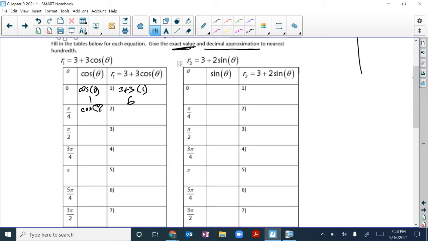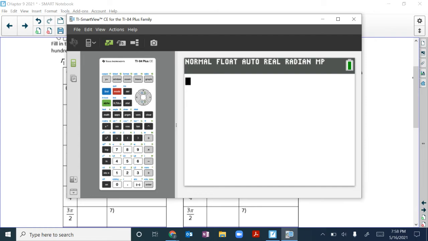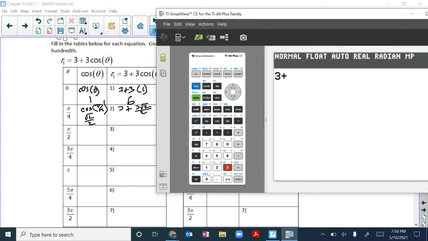So pi fourths. Cosine of pi fourths. Well, if you don't know it yet, you can draw your triangle if needed, but cosine of pi fourths is root 2 over 2. So you put in root 2 over 2. Now, for the exact answer, when I multiply it, I get 3 plus 3 root 2 over 2, and that's my exact answer. Now I'm going to go to my calculator and type it in just to see what the decimal equivalent is. 5.12, because I did say the hundredths.